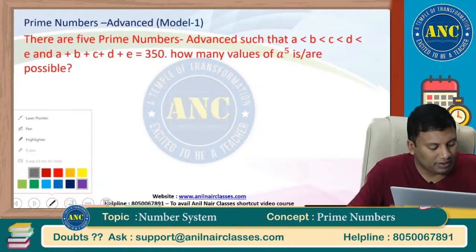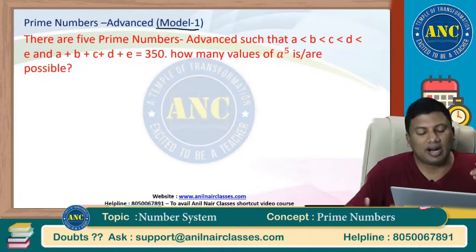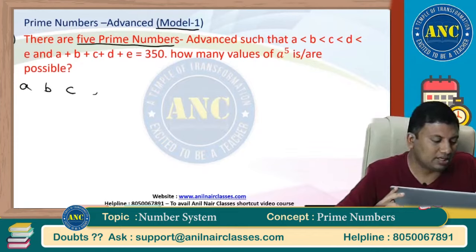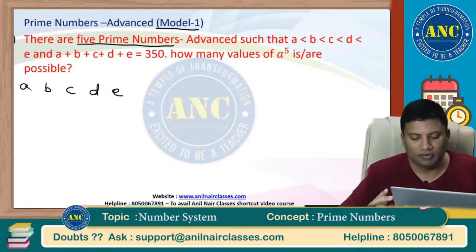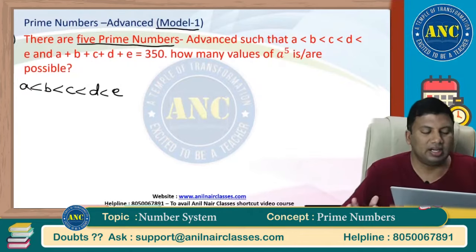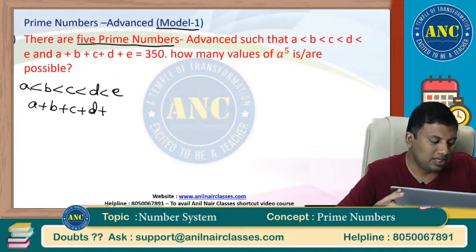First problem, previous year examination question, model number 1. We will cover as per model, so it will be clear to you. There are 5 prime numbers A, B, C, D and E. The condition is A less than B less than C less than D less than E. 5 prime numbers are given, all distinct. Now, A plus B plus C plus D plus E equals 350.